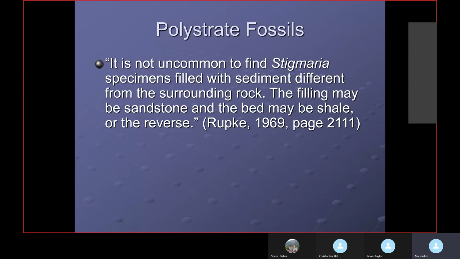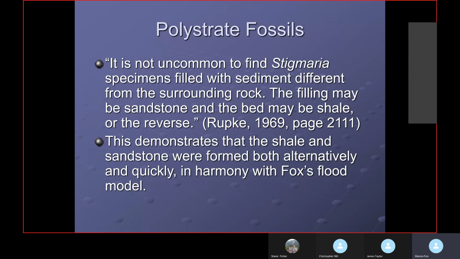Rupke tells us further it's not uncommon to find stigmaria specimens filled with sediment different from the surrounding rock. The filling may be sandstone and the bed may be shale, or the reverse. So this hollow tube is filled with shale or sandstone, and the things around the tube are the opposite, sandstone or shale. This demonstrates that the shale and sandstone were formed both alternately and quickly, in harmony with my flood model.